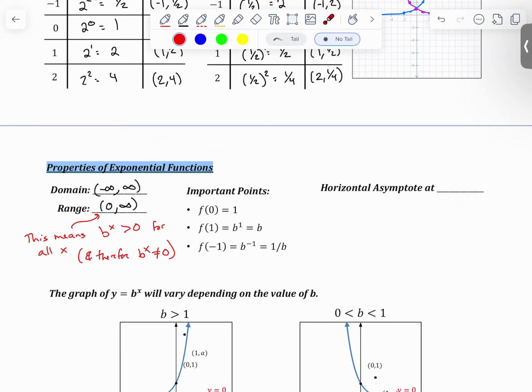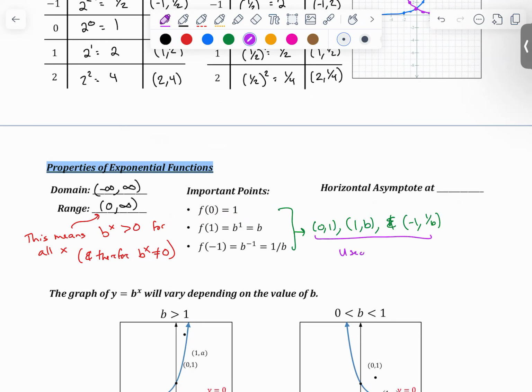Then you've got some important points. Every exponential function has the point 0 comma 1. Every basic exponential function of the form y equals b to the x. And then f of 1 would be b to the first power, which would be b. And f of negative 1 would be b to the negative 1, which is 1 over b. So we have the important points 0 comma 1, 1 comma b, and negative 1 comma 1 over b. These are used for transformations.